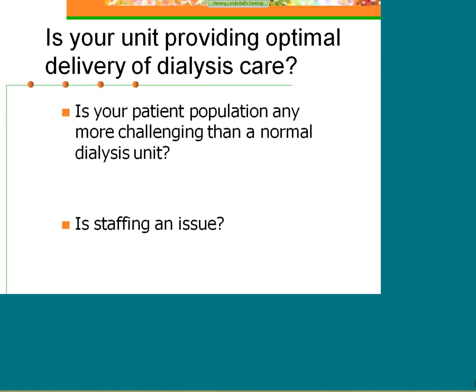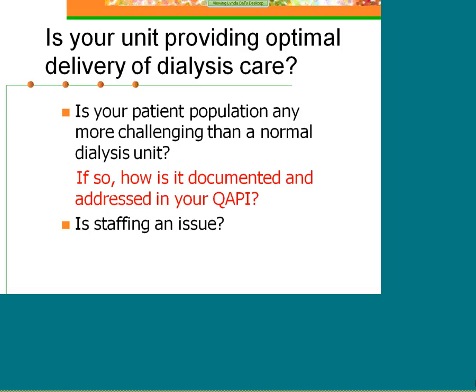I hear 2 things a lot when I talk to facilities. I hear that we've got the oldest and the sickest patients, and we're never going to be able to change that. And so my question to you is, if that's the case, how are you documenting and addressing that as part of your QAPI?